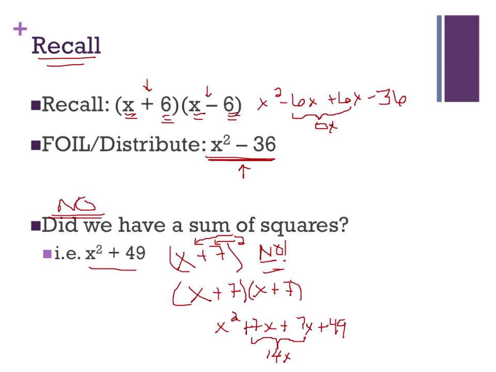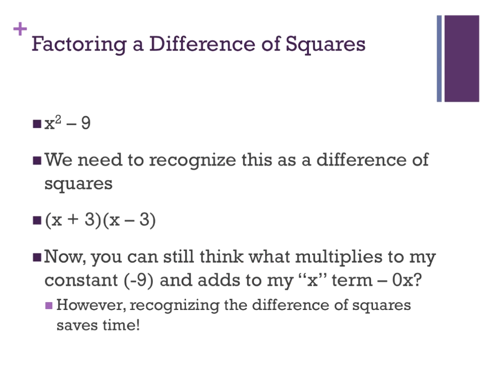So no, we did not have a sum of squares that we worked with. So what that means, though, is that we are going to work with this subtraction sign, or difference. So we need to talk about factoring this difference of squares. Before we had x squared minus 36, now we're looking at x squared minus 9.